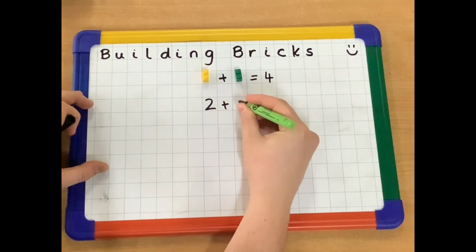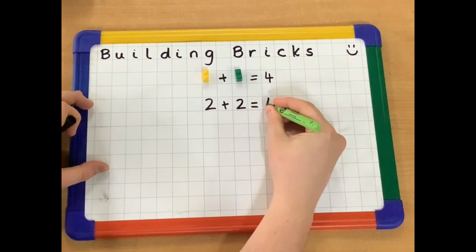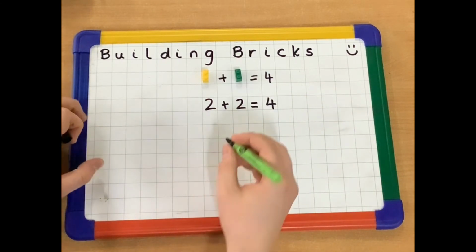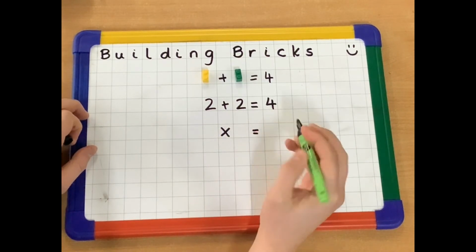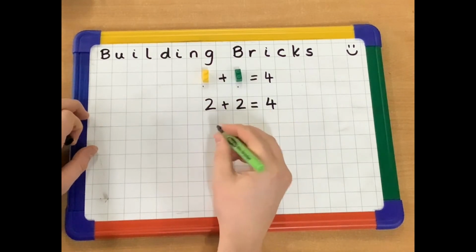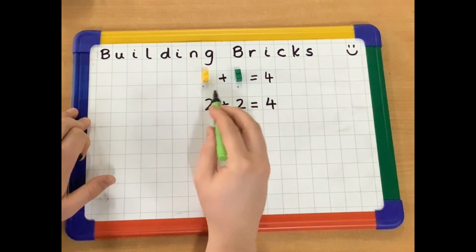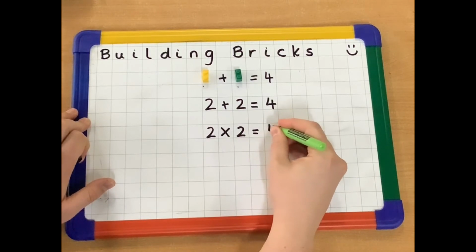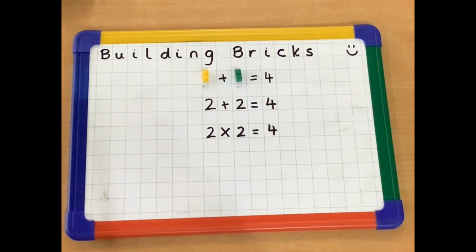2 plus 2 equals, does it still equal 4? And then what I want you to do is write it as a multiplication, so times. Okay, remember this is groups of. So we have 2 groups of, or 2 lots of 2. And that equals 4. All of these different ways give us the same answer.